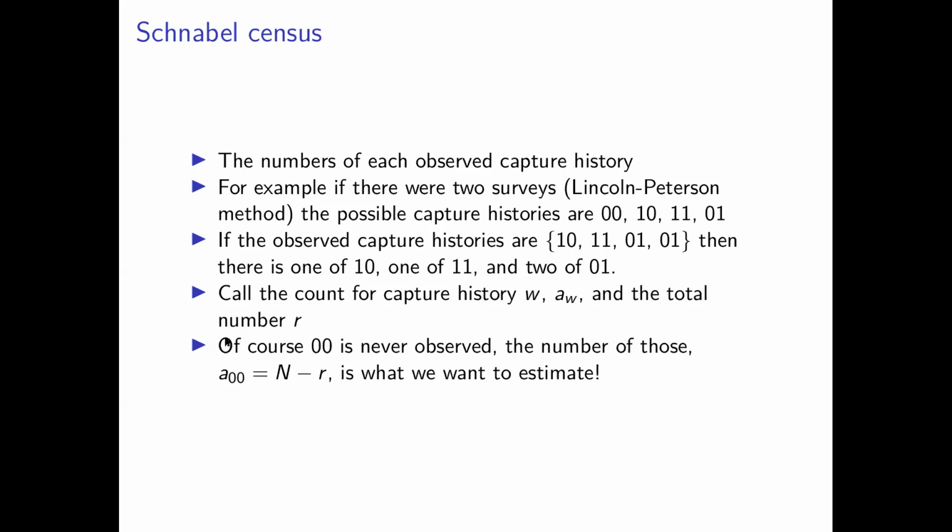So of course, this capture history 00 is never actually observed because you never caught the animal. And the number of those, A sub 00, equals the population size minus the total number of animals you actually observed. That's what we want to estimate. Right?